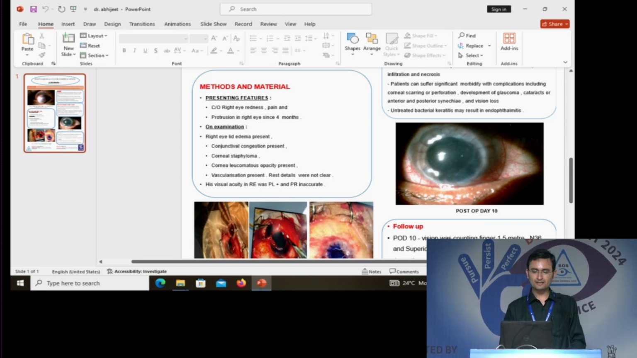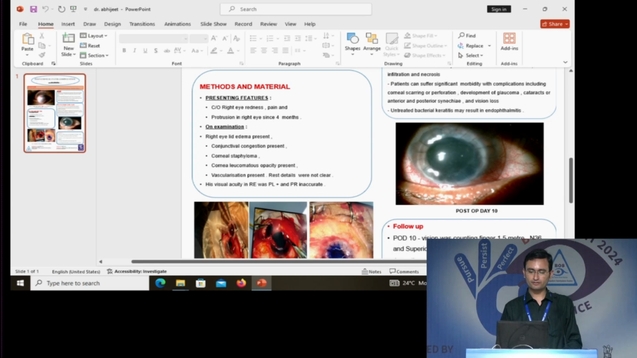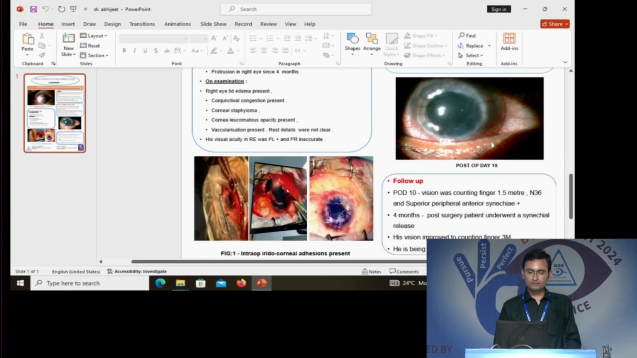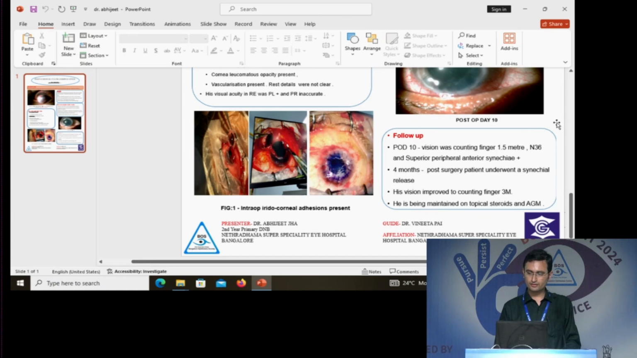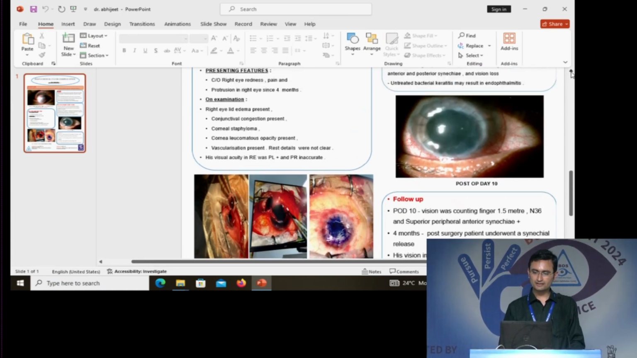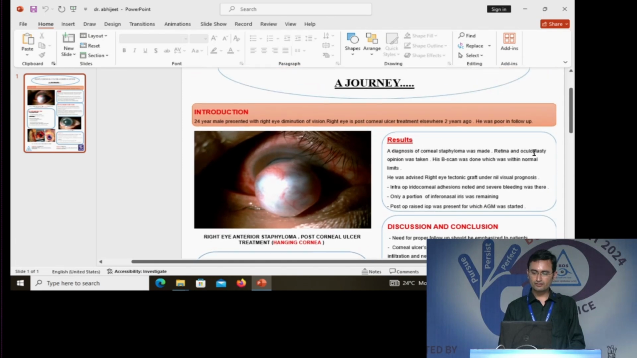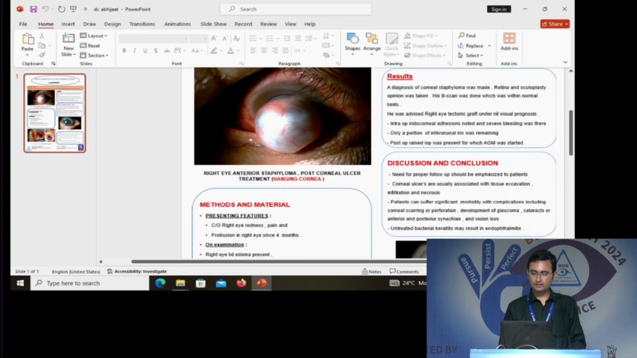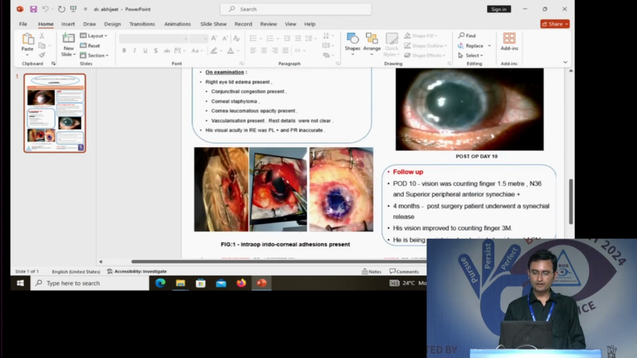His visual acuity in right eye at the time of presentation was PL positive and PR inaccurate. We took him up for surgery, and we had an intense discussion with the oculoplastic consultant also, and then finally we did a B scan, which was within normal limits. So he was advised right eye tectonic graft under nil visual prognosis, and he agreed. He didn't want to go for evisceration, he wanted to give it a try. Intra-op iridocorneal adhesions were noted and severe bleeding was seen. Only a portion of the inferior nasal iris was remaining. So intra-op pictures are like this. Intra-op iridocorneal adhesions were there, and in between severe bleeding was present.